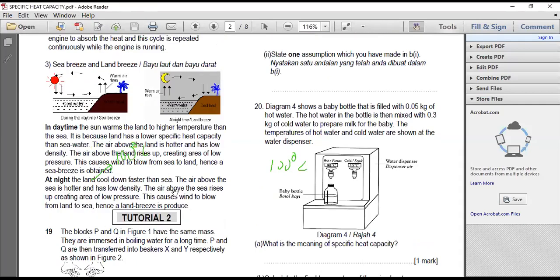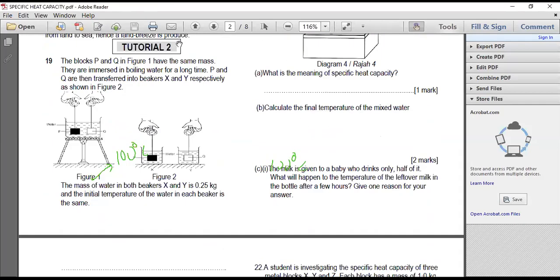Okay, now, why is the temperature of water in beaker X higher than beaker Y? This is beaker X, this is Y. Why is the temperature in X greater than Y? Definitely, P will release more heat. P releases more heat in water compared to Q, so Q will release less heat. That's why here the water is hotter compared to this. Now the question is, why does P release more heat compared to Q?